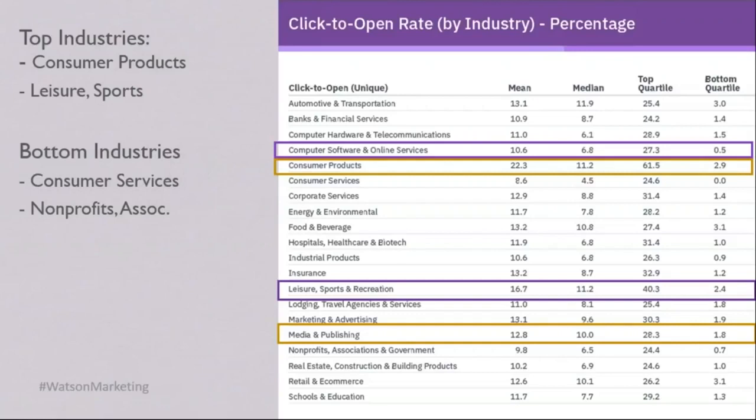So again, you can see it's all across the board there, so just think about using the click-to-open rate. And one of the overarching things I would say is to compare not just to your industry, but compare against other industries that use email similar to how you use it as well. Go ahead and click, Dave.